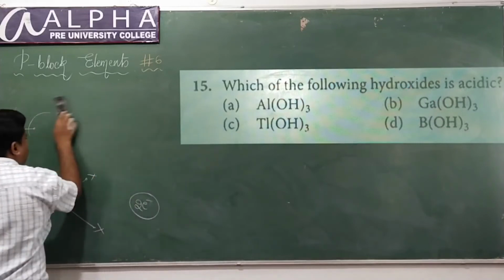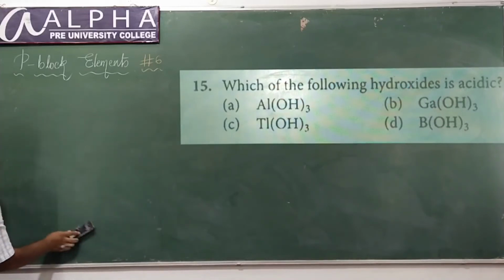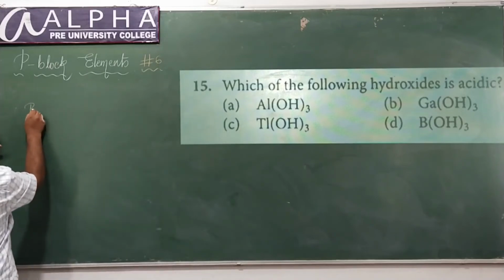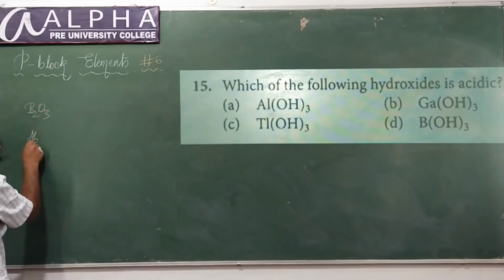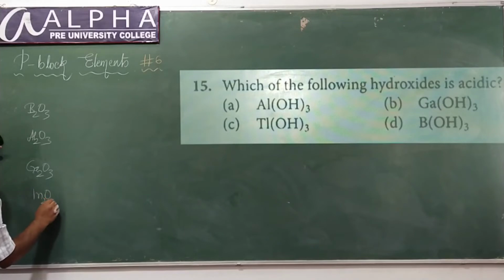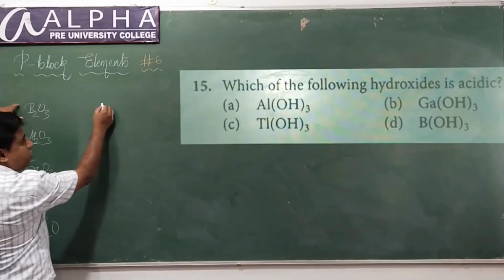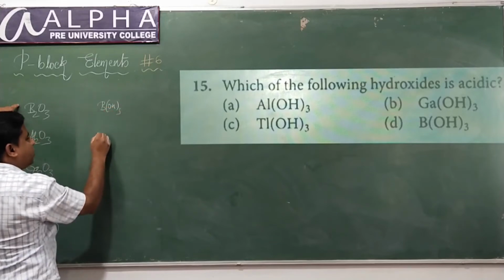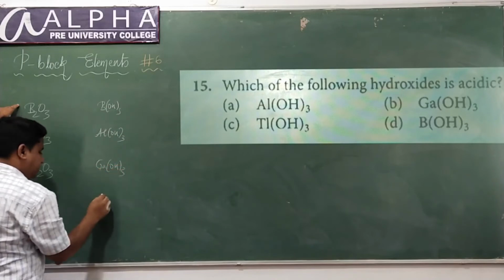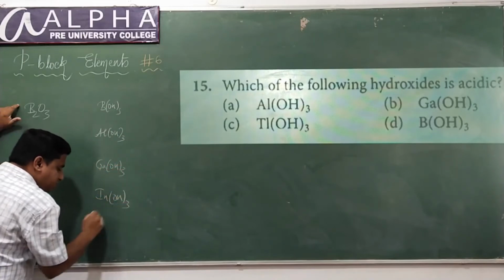Which of the following hydroxides is acidic? Observe this. If I consider oxides and hydroxides of the boron family, we have different oxides like B2O3, Al2O3, Ga2O3, In2O3 and Tl2O. Please remember, thallium will form different oxides and hydroxides. Also the hydroxides, B(OH)3, Al(OH)3, Ga(OH)3, In(OH)3, but this is going to form TlOH.